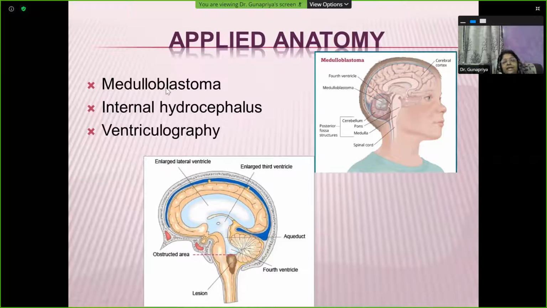Internal hydrocephalus: any of these tumors can block the communications of the fourth ventricle. You have a communication above with the cerebral aqueduct, and you have a communication below. So this is your cerebral aqueduct, through which the fourth ventricle communicates with the third ventricle. So if you see, this is your lateral ventricle, third ventricle, fourth ventricle, and that's the cerebral aqueduct. The fourth ventricle communicates with the third ventricle through the cerebral aqueduct, and below it communicates with the central canal of the medulla oblongata. So if there is a tumor, any tumor, it will be blocking one of these communications.